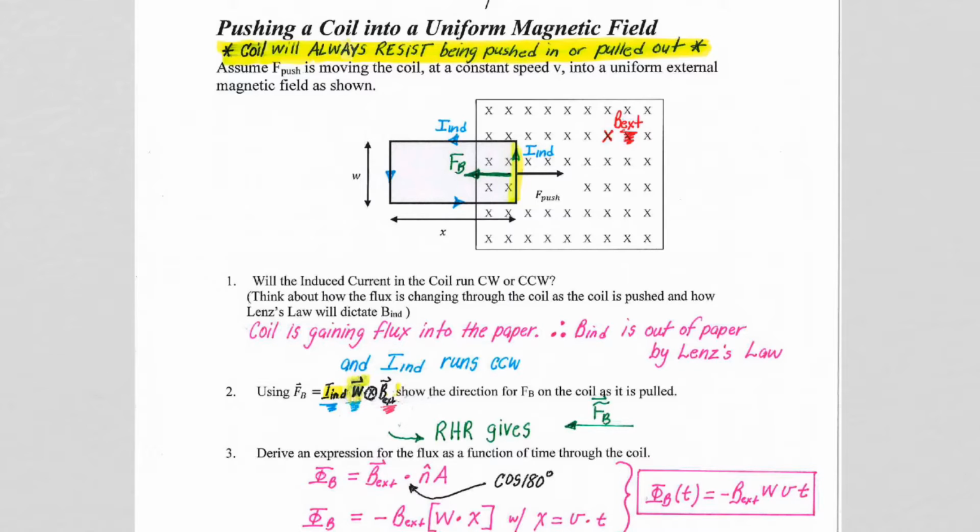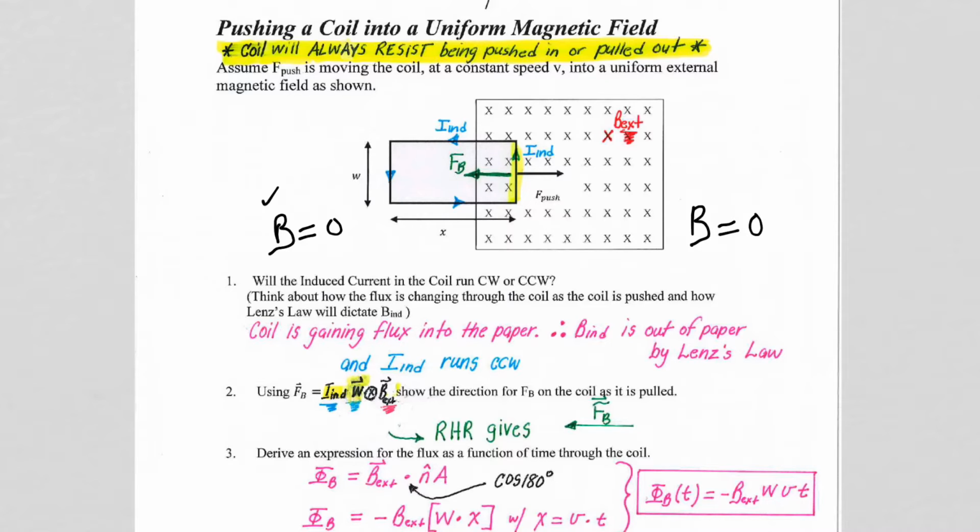In this lesson, we're going to be looking at the situation where a coil, no battery, just a coil, is being pushed into or pulled out of a uniform magnetic field from a region of space where there is no magnetic field. So we're taking the case of B equals 0 out here, B equals 0 out here, and the coil is starting out here in this example.